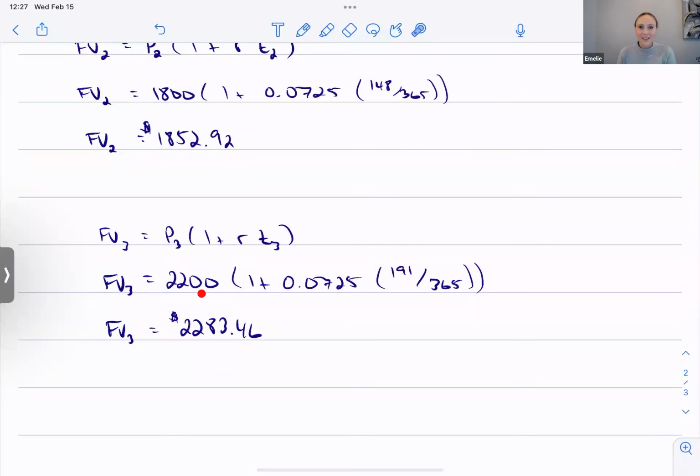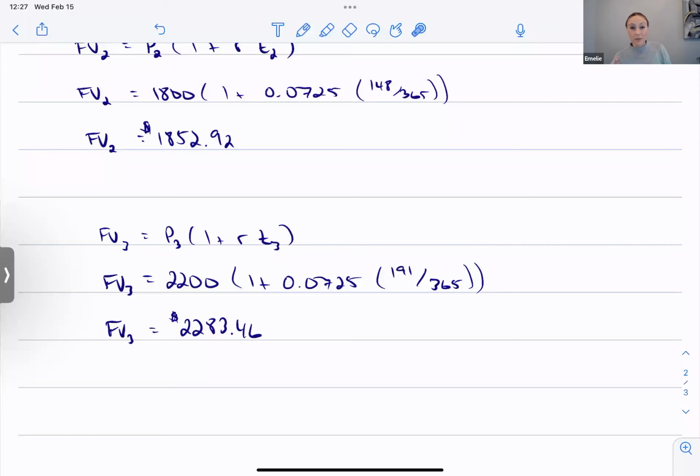Looking at this, it's technically first loan, but future value 3, right? She borrowed $2,200. She has to pay back $2,283.46. Meaning what? Meaning she has had to pay, or she will have had to pay $83.46 in interest, right? But the future value is the principal amount plus the amount of interest.